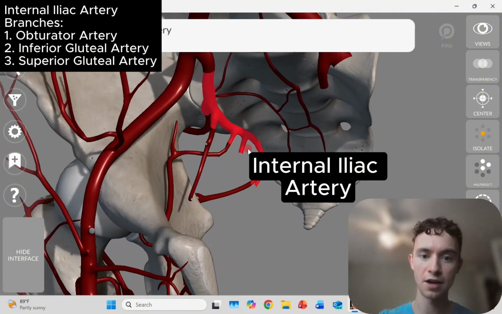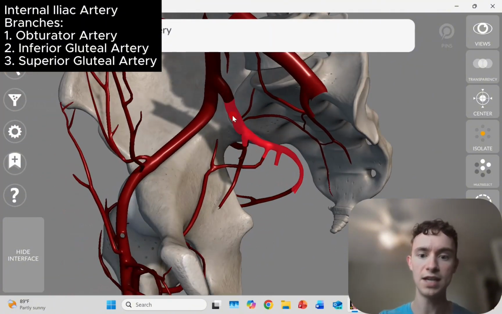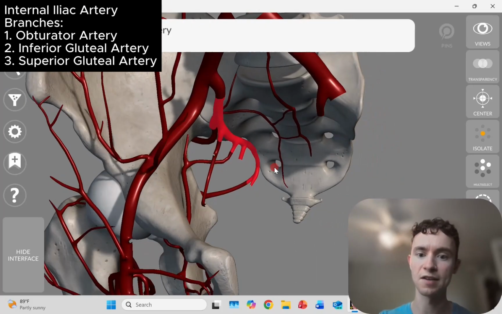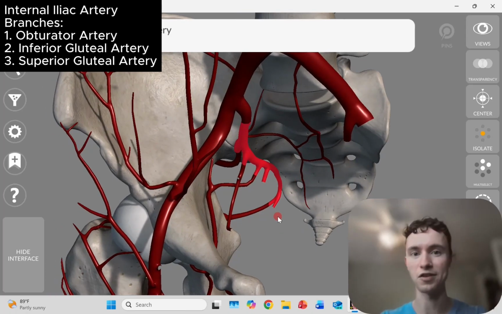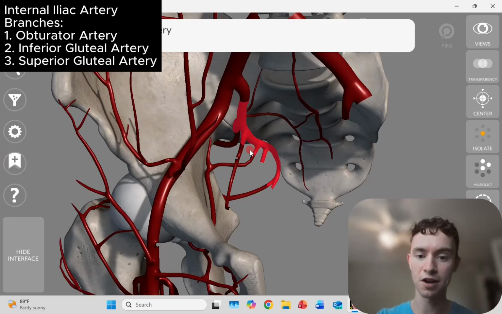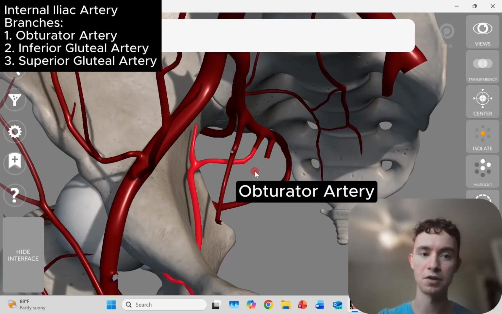The internal iliac artery, as you can see, splits and goes into the entire pelvic girdle where our reproductive and urogenital systems sit. It has three major branches that we're going to cover. There are more branches that exist that we are not covering today. Our first major branch that I want to talk about is this one right here called the obturator artery.